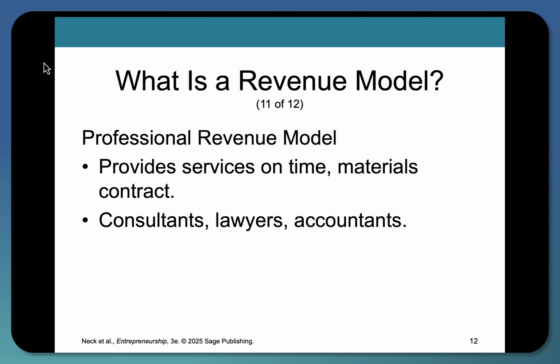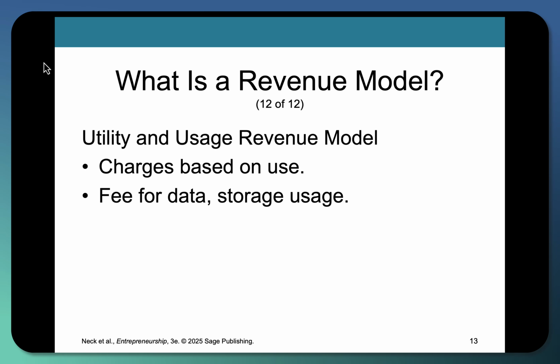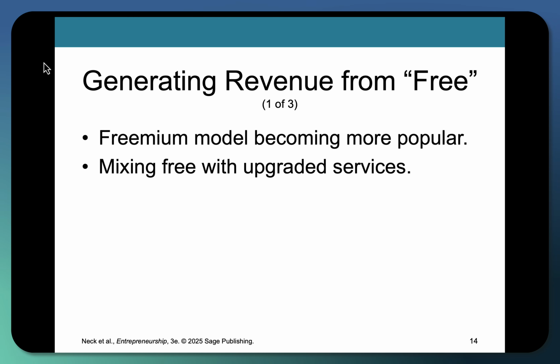Professional revenue model, think about it: an attorney, a consultant, accountants. They charge by the hour or by their service. So usually, most of the time it's done by contract work, where you pay for a project or a contract, or based on an hourly rate. Utility and usage revenue, basically what you use is what you get charged on. So for your data or storage usage, that's what you get charged on.